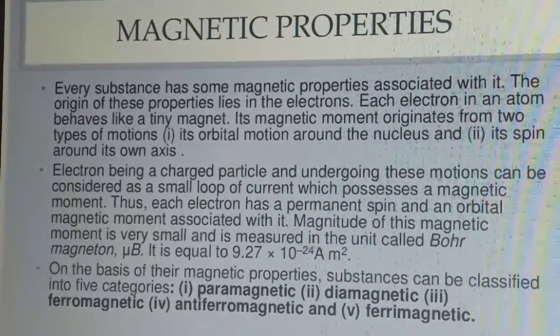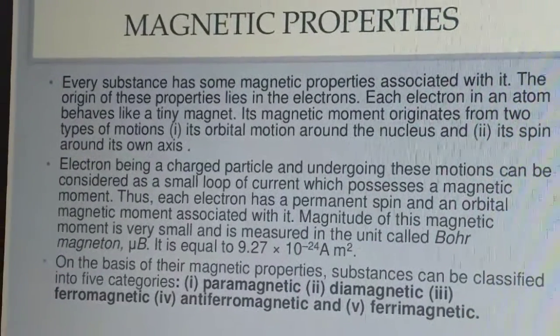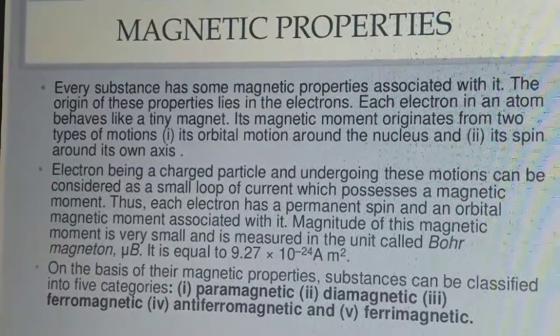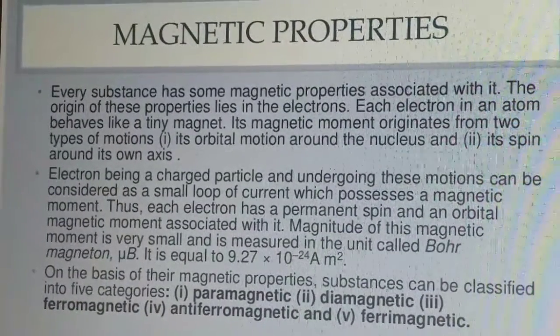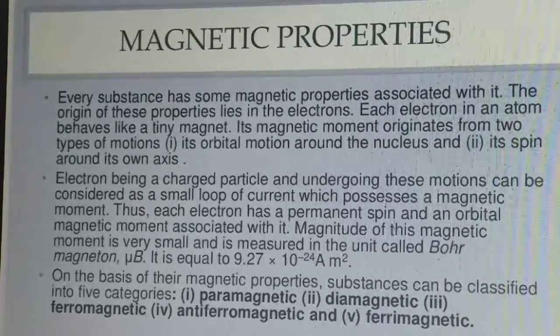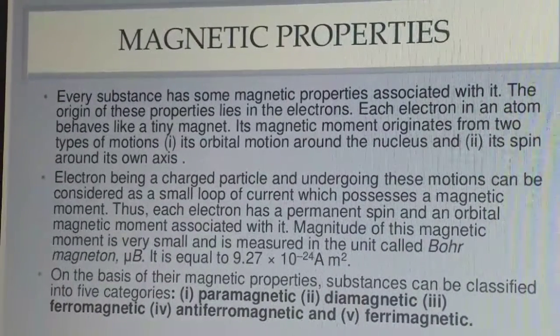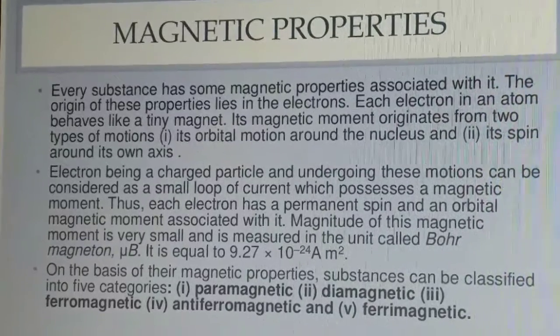So every substance has some magnetic properties associated with it. The origin of these properties lies in the electrons. Each electron in an atom behaves like a tiny magnet. Its magnetic moment originates from two types of motions. One is its orbital motion around the nucleus, and the second one is its spin motion around its own axis.